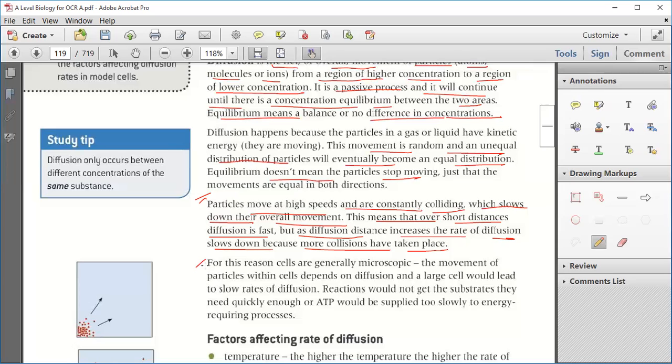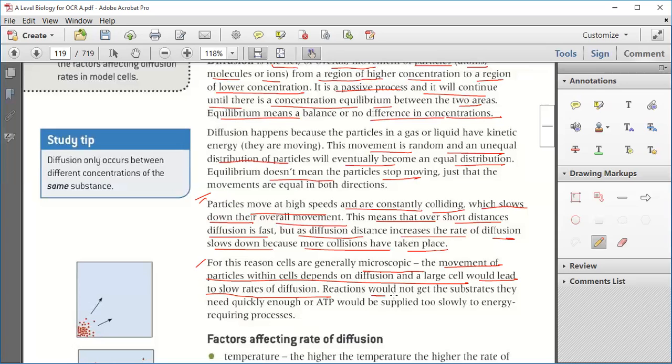For these reasons, cells are generally microscopic in nature, so that they can diffuse things easily. The movement of particles within the cell depends upon diffusion, and a large cell would lead to a slow rate of diffusion. That is why in a human body, we can't depend upon diffusion only. We require so many other methods for transportation.